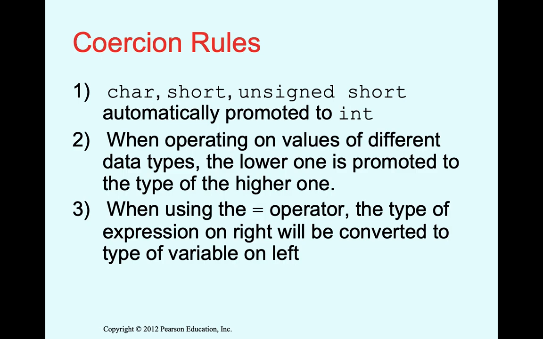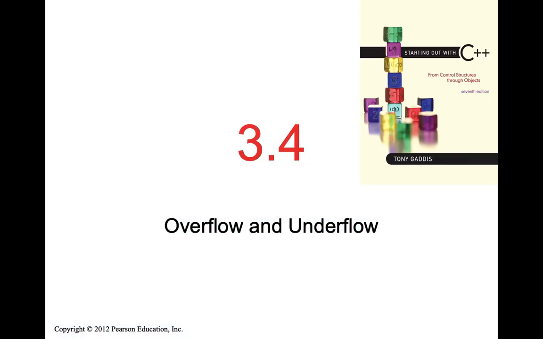When using the assignment operator, the type of the expression on the right will be converted to the type of the left. Like if you have a double x equal 5, 5 will be converted into double first before we assign it to the variable.